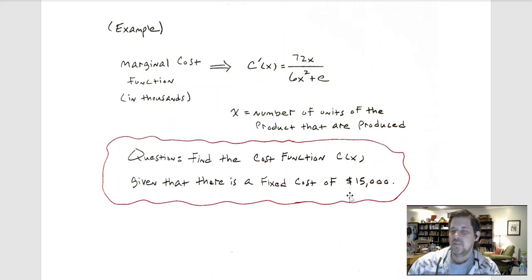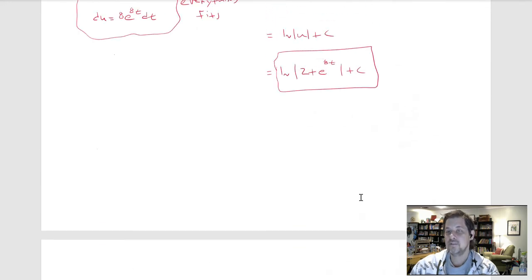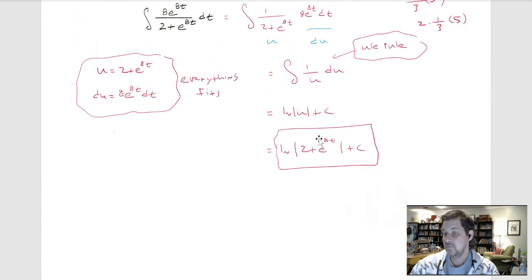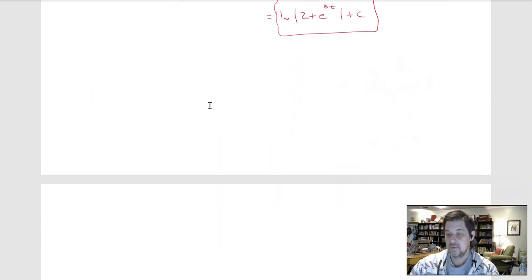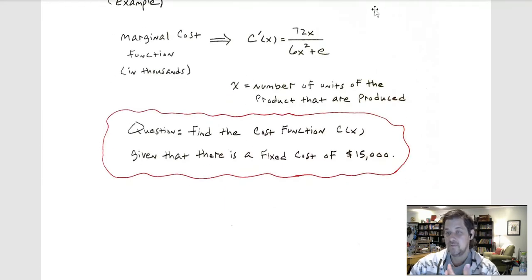First of all, the marginal cost is the derivative of the cost function. So I want the cost function, but I have its derivative. Remember how I just told you that this is the antiderivative of that expression that's given? So that's the tool I want to use to figure out the answer this time. But it says find the cost function. I have the derivative.